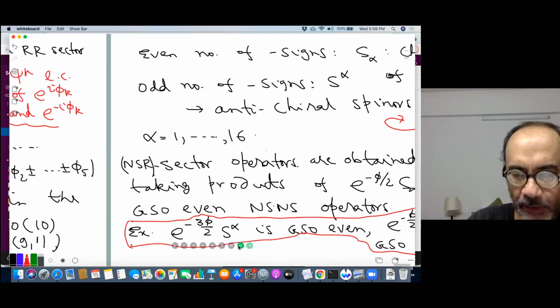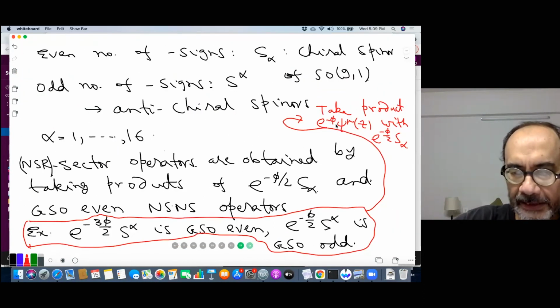That's why when you take the product of this and this, you get e to the minus 3 phi by 2 times S alpha, this is an anti-chiral spinor. To get this, you are changing the chirality but not the phi charge. You have to do the product of this with psi mu. But psi mu is GSO odd. And that's why when you take the product of this with psi mu to get e to the minus phi by 2 S alpha, you get a GSO odd state. So by following these rules, you can figure out which states are GSO even and which states are GSO odd.